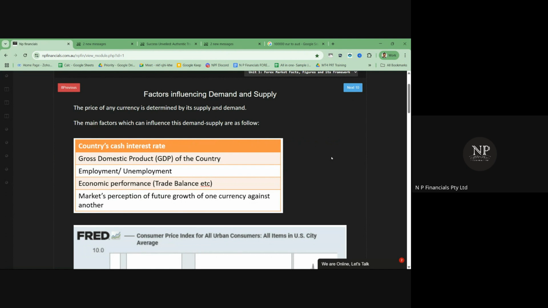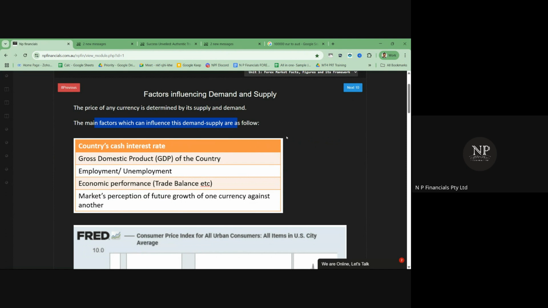If people are demanding euro against the dollar, euro will go up. If people are supplying, that means selling, euro dollar, the price will go down. But for banana, it was Mother Nature, the flood, the main reason. But the main factors which can influence demand and supply for foreign currencies are as below.